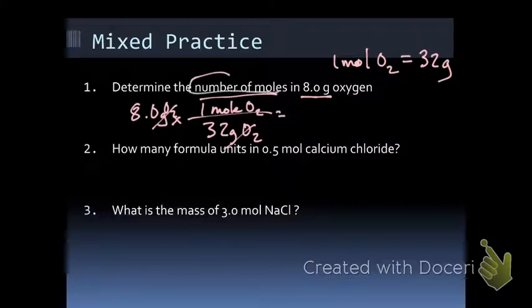I want to determine the number of moles, so I'm actually in good shape. I'll take 8.0, divide that by 32, and I'll get the moles. 8 divided by 32 is a quarter, right? So this is 0.25 moles of O2.